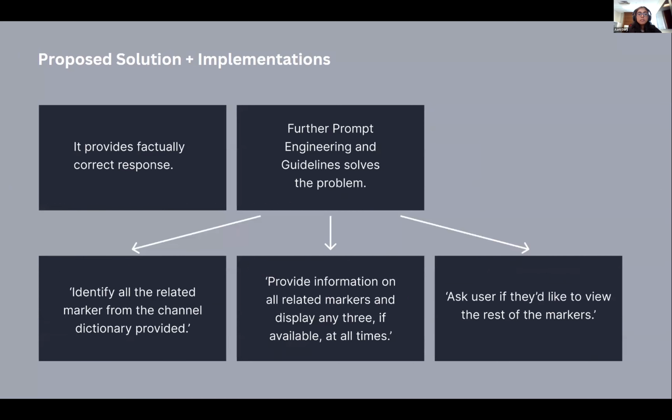This can easily be solved by further prompt engineering and giving it more guidelines. So this can be something like asking it to identify all the related markers from the channel dictionary provided, and to provide information on all of them and display any 3 if available at all times. We can also provide GPT an instruction to ask the user if they'd like to view all of those markers or only a select combination of those.